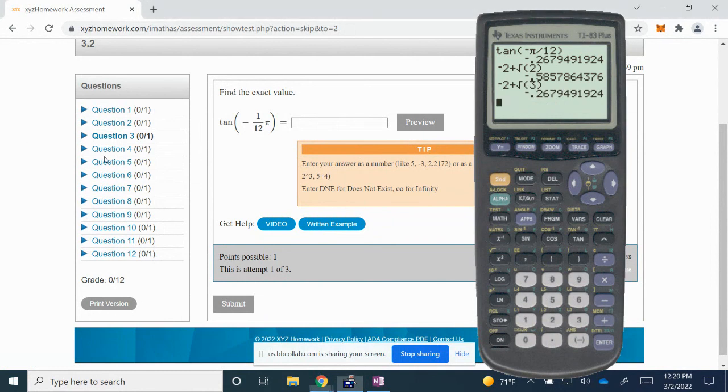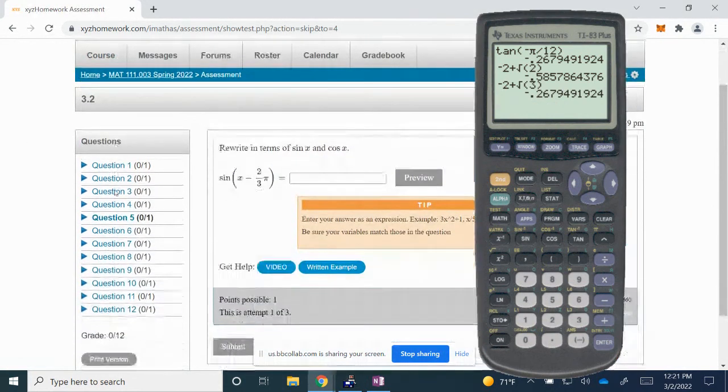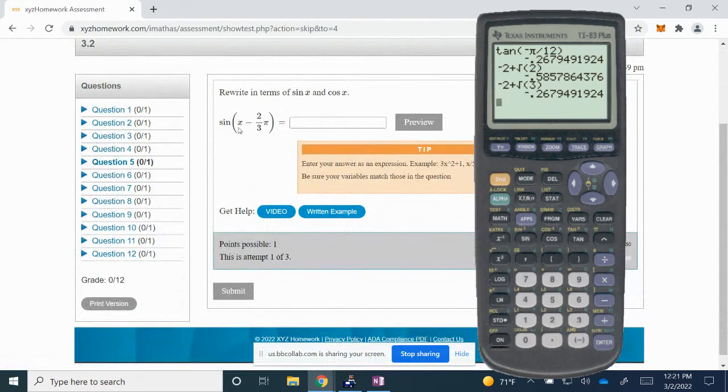All right, now going further down into the homework, for problems like these, you would simply use the difference of sine formula, and you just substitute A for x and B for 2 pi over 3. So let's take a look at this one. This is the sine of x minus 2 pi over 3.